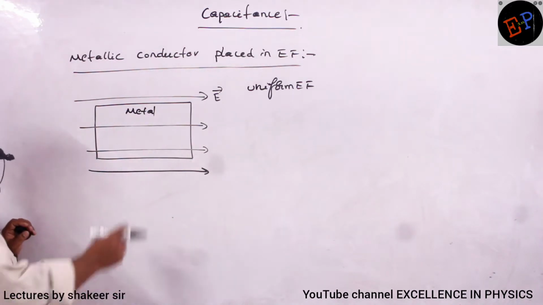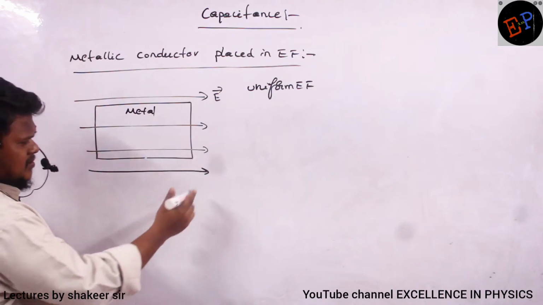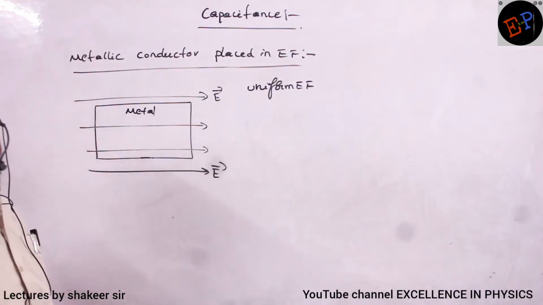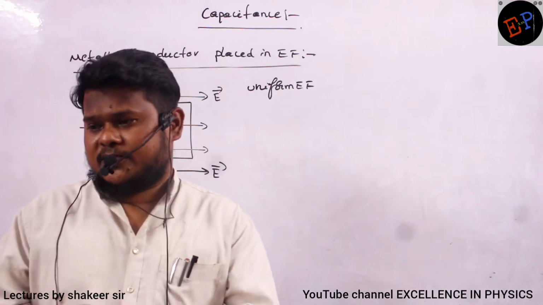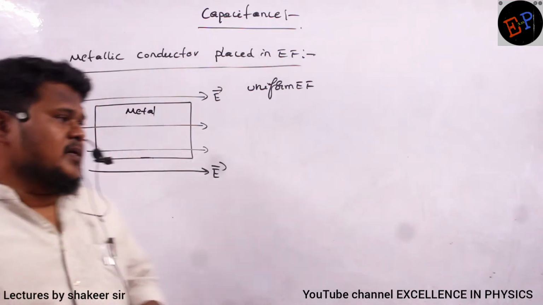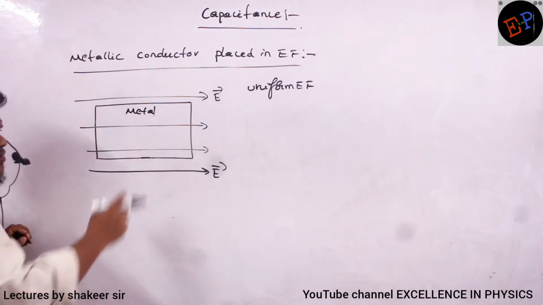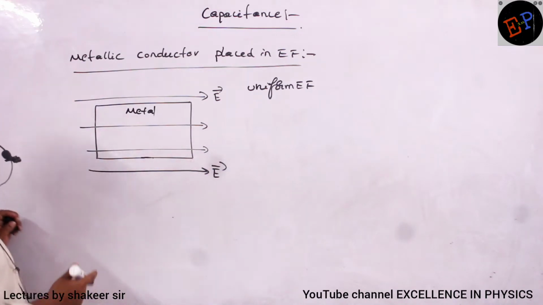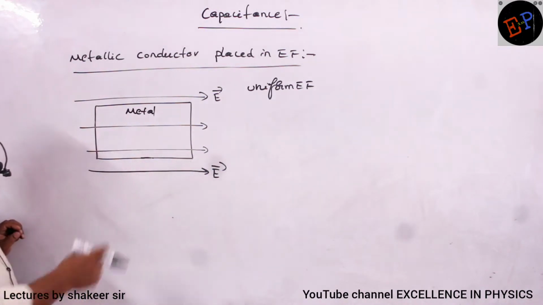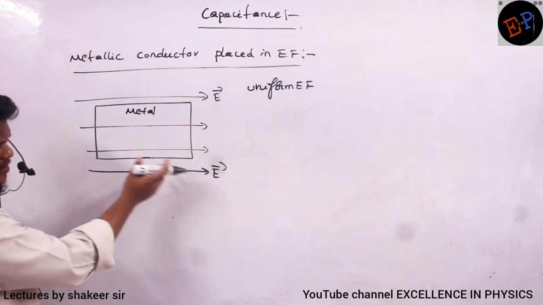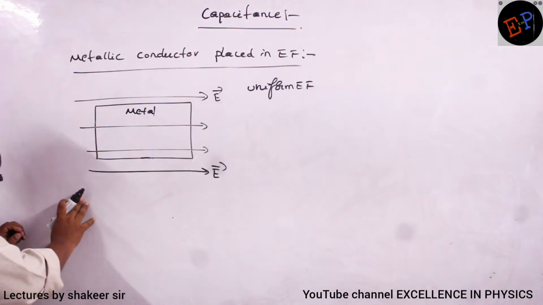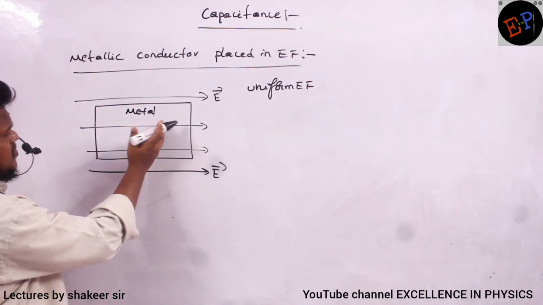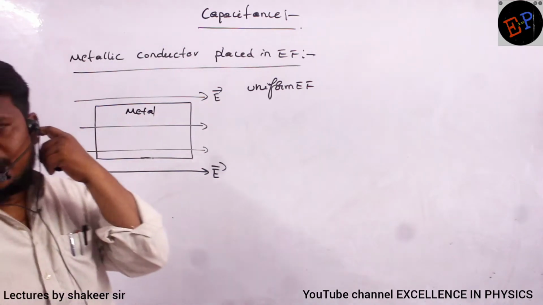Clear, no? So if I place a metal in an electric field, can you say what happens? See, this metal consists of free charges, no? Metal always has free electrons. And these free electrons, they will experience a force in which direction? In the direction of the electric field, or in the opposite direction? Negative charges experience force in the opposite direction to the direction of the electric field, no?